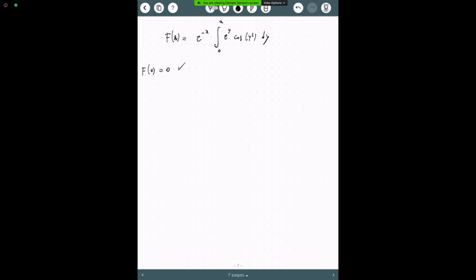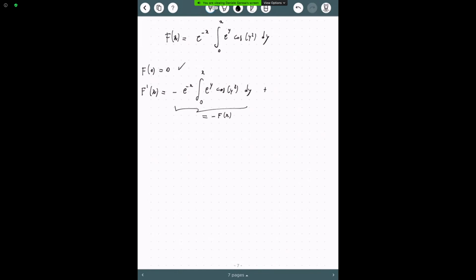Now we want to compute the derivative of this function f of x. We have to apply the product rule here because this is a product of two functions. So in the first, we get minus e to the minus x times the integral of this cosine of this in dy, and this first part is equal to minus f of x. And then we have to differentiate the second one.